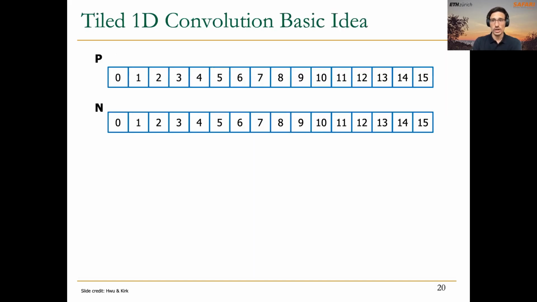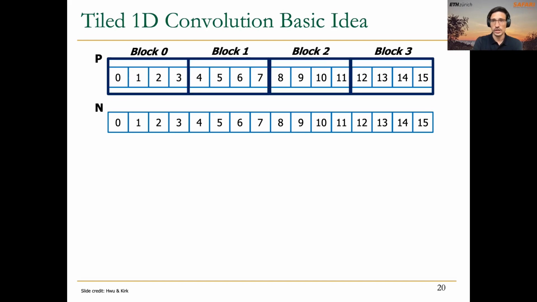Actually, we are going to start, as we have done before, with the 1D convolution. So let's take a look at the basic idea of the tiled 1D convolution. As we normally do, we are going to divide the output array P into equally sized chunks that are assigned to different thread blocks, from block zero to block three. We are going to assume in this example that each thread block has four threads.